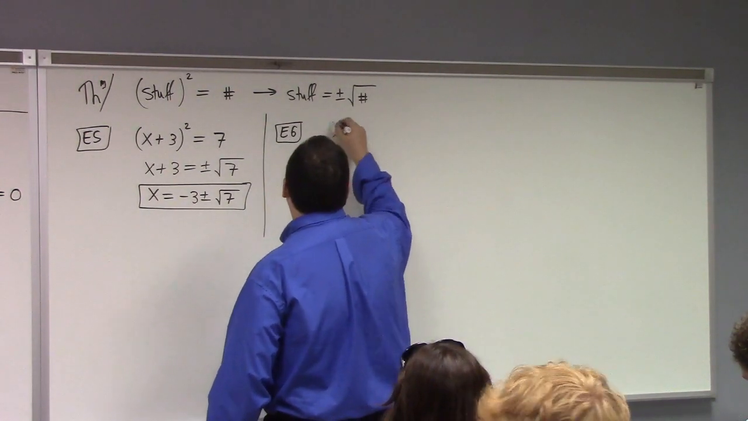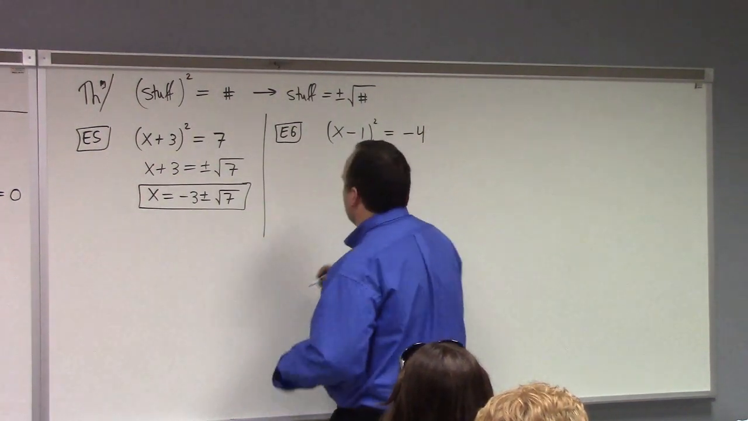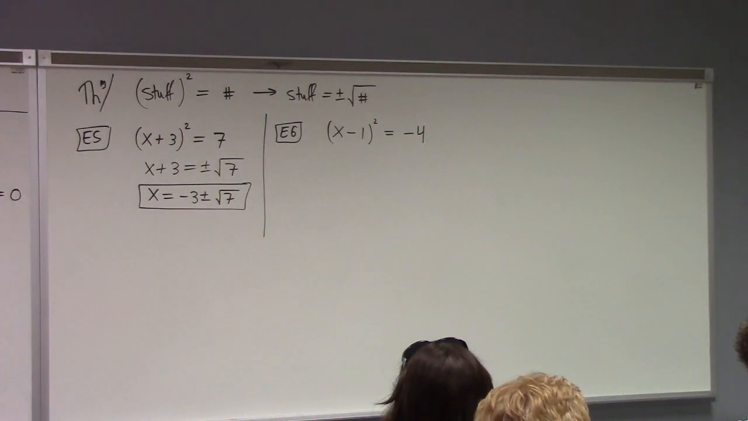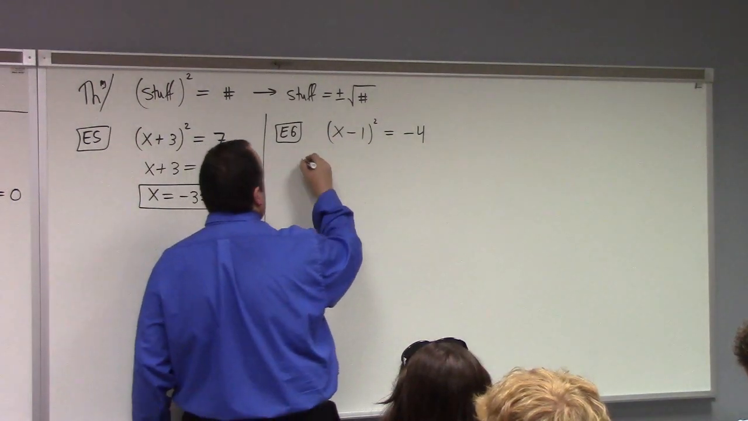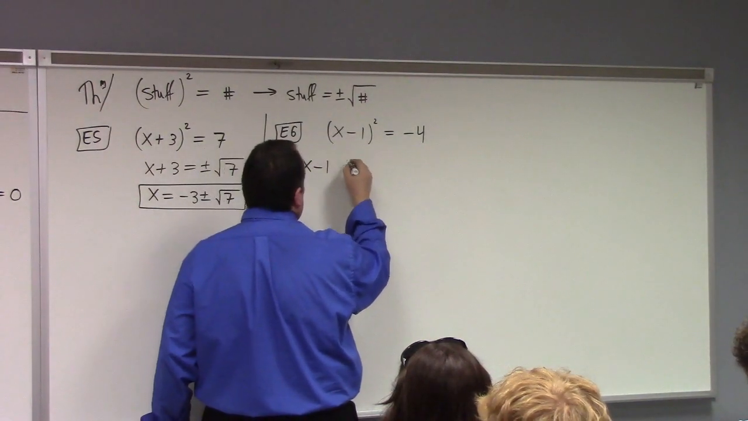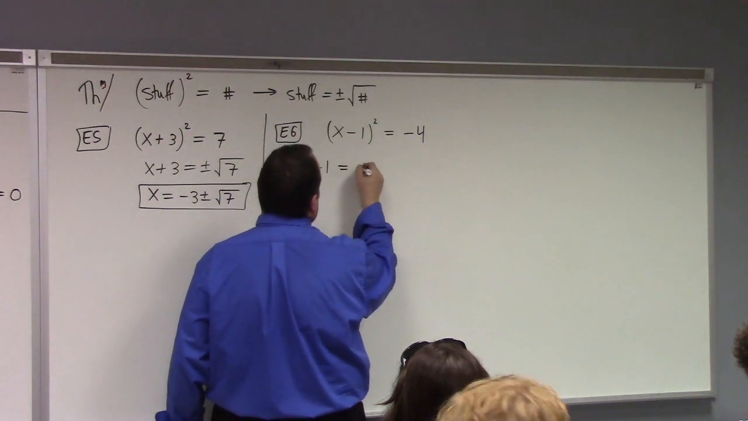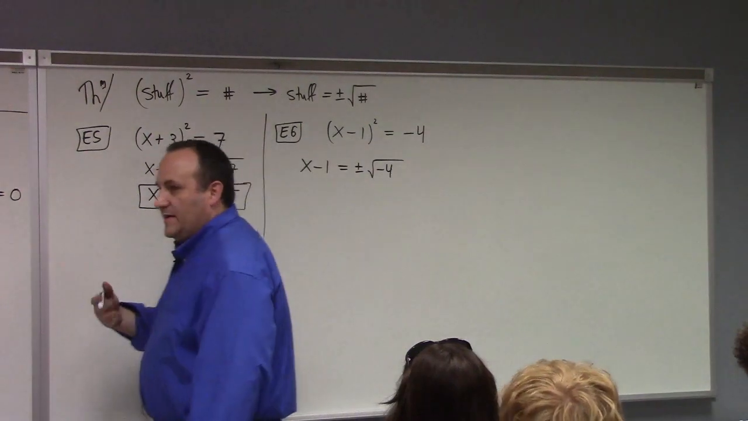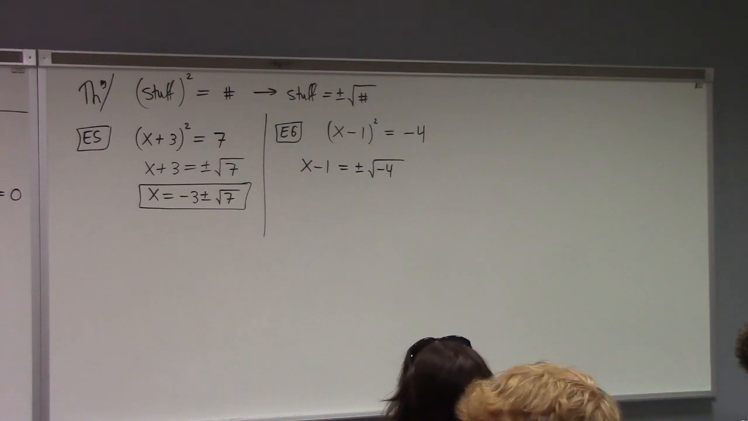X minus 1 squared equals, let's say, minus 4. Can you solve that? Well, we can. We use the square root principle. X minus 1 is equal to plus or minus the square root of minus 4. Now, the square root of minus 4 is not a real number, right? This is something new, perhaps, for you. This is an imaginary number.